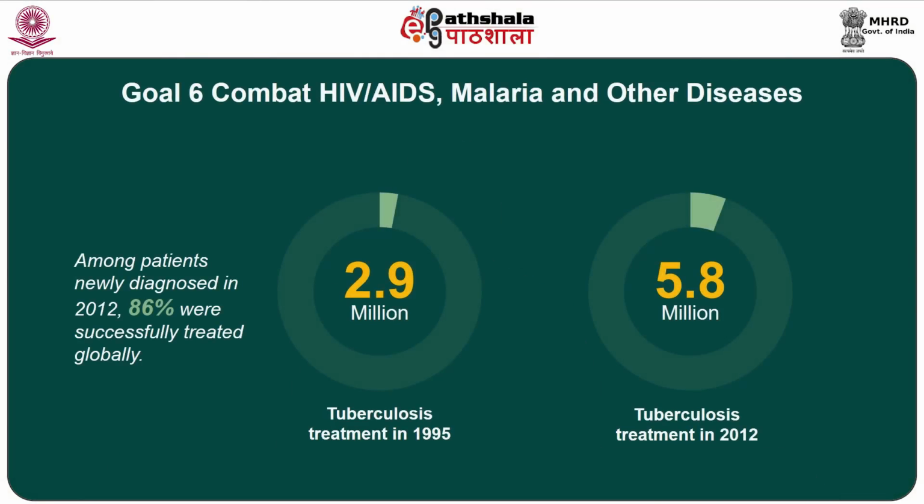Globally, the number of people receiving TB treatment increased from 2.9 million to 5.8 million, with treatment success improving each year. Among patients newly diagnosed in 2012, 86% were successfully treated globally.